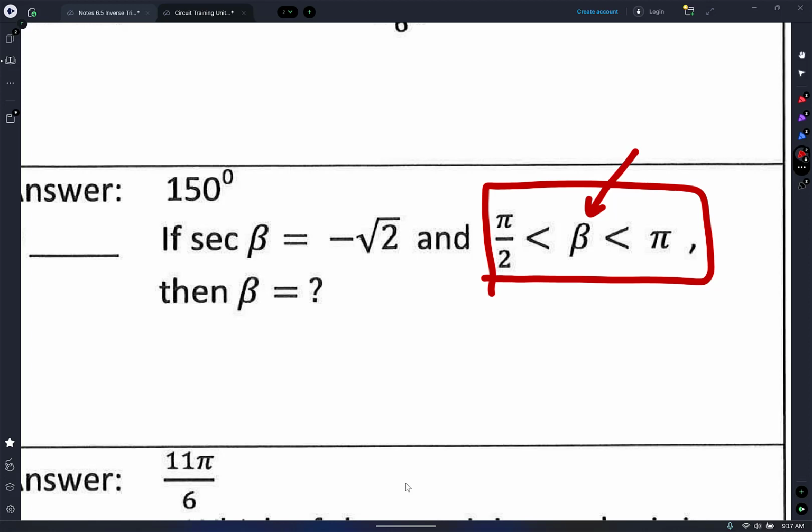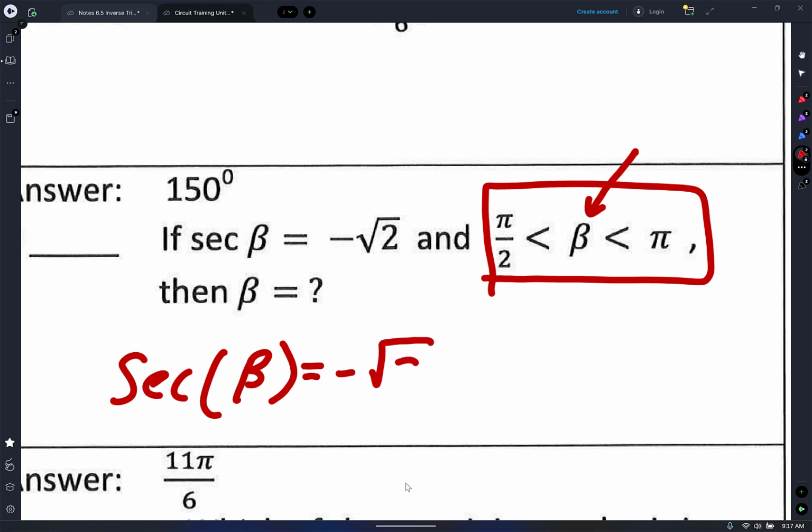Okay, remember, I'm going to do the notes. I'm not going to do it for you guys, I'm just going to get you guys started. Secant of beta is negative square root of 2. What that means is that cosine of beta, remember, cosine and secant are reciprocals of each other, right? Negative 1 over square root of 2.